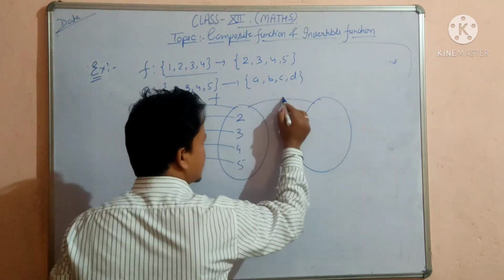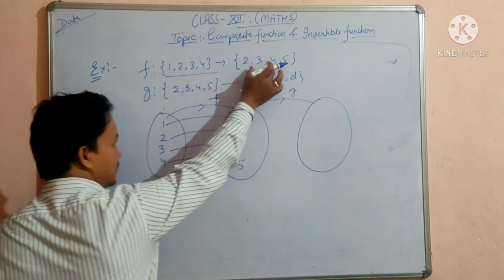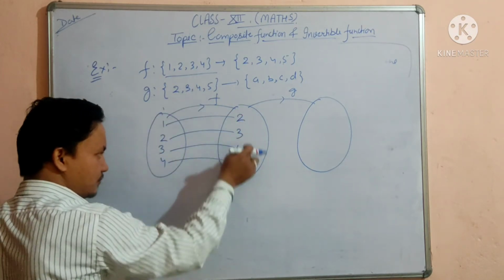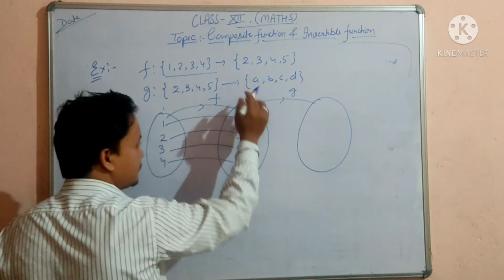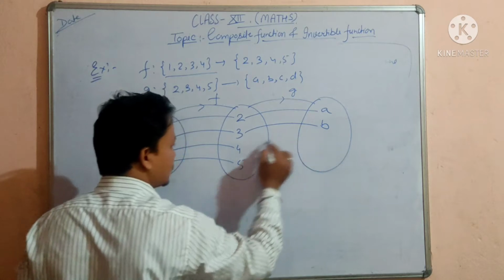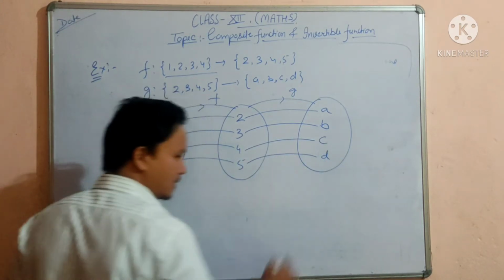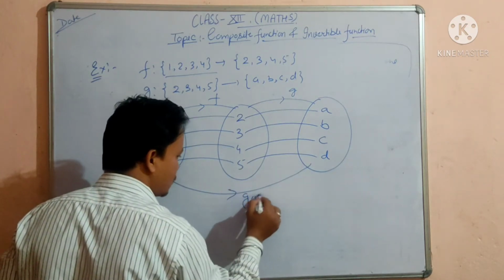Now there is another function G. Now see, the output of the first one will be the input for the second. So 2, 3, 4, 5 will be the domain for this particular function G. Now see, 2 is related with A, 3 is related with B, 4 is related with C, and 5 is related with D. Now you can check there will be a composite function which is known as GOF.